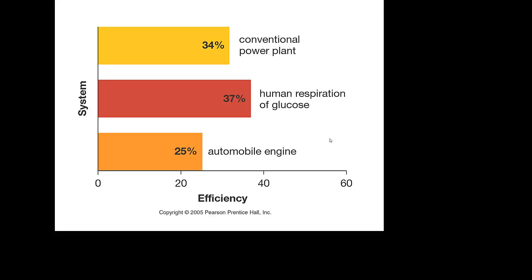You are actually pretty efficient in the grand scheme of things. We estimate that your car is about 25% efficient, a regular gasoline car. Human respiration, that cellular respiration or breakdown of glucose into ATP, is about 37% efficient, 37 to 40 depending on your source. And then a conventional power plant, like a coal power plant, is about 34% efficient. So you're not bad in the grand scheme of things. But we have to look at how much effort it takes to actually be 37 to 40% efficient.